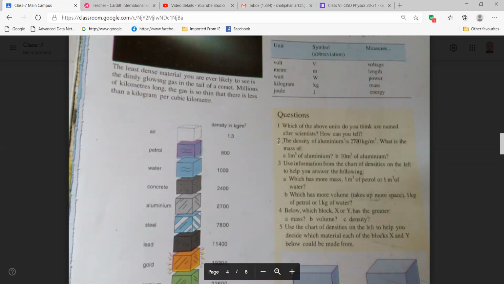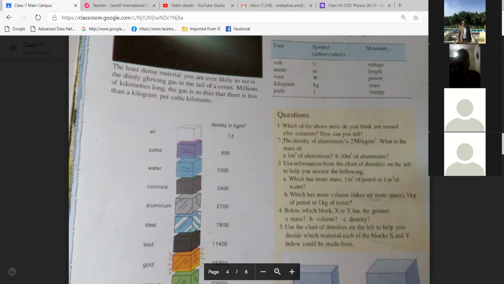The density of aluminium is 2,700 kilogram per meter cube. What is the mass of A. 1 meter cube of aluminium, B. 10 meter cube of aluminium? So how will we get it? From the formula of density, right? Can you remember the formula of density?